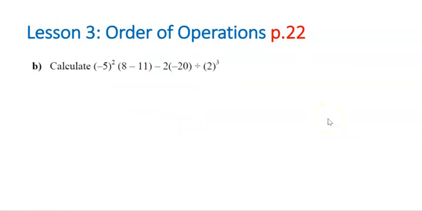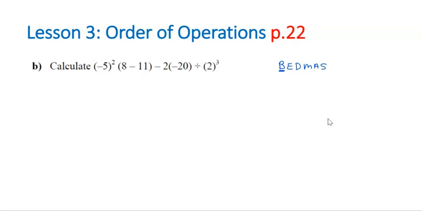For this question B, we've got a lot more going on. We need to focus, read through, and use BedMouse to make sure that we stay on track here. So we have negative 5 squared, and we have no symbol in between. This means multiplied to 8 minus 11 in brackets, minus 2 multiplied to negative 20, divided by 2 cubed. So we have a lot happening here, but BedMouse tells us do what's in brackets first.